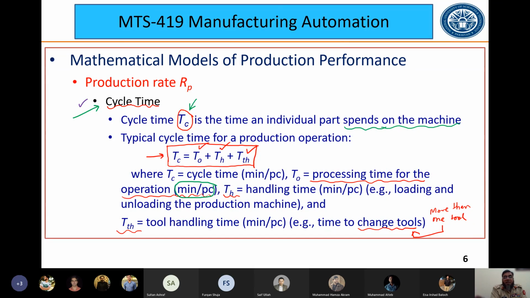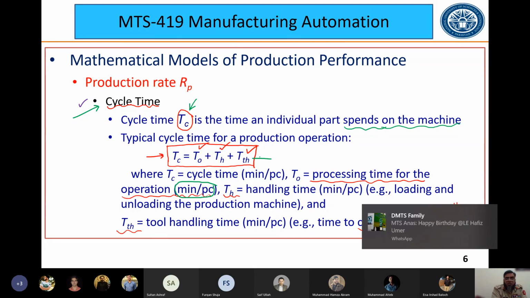Then there is the handling time. Handling time is something which is TH, and this is the handling time of the part. कि उस पार्ट को आपने लोड करना है मशीन में, अनलोड करना है मशीन से, तो इसके ऊपर कितना टाइम लगेगा. ठीक है. So this is TH, which is handling time of the part. Then there is a third term which is coming in, which is TTH. This is the third term, TTH.